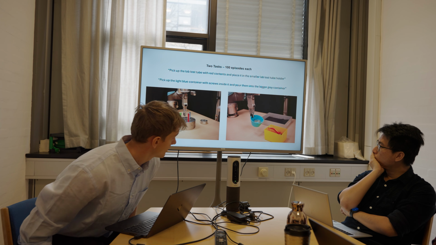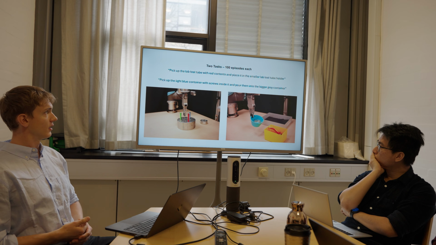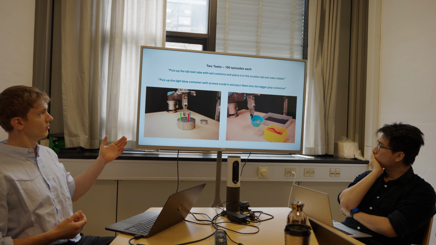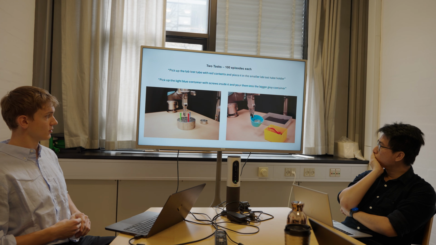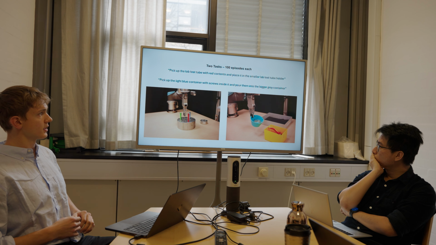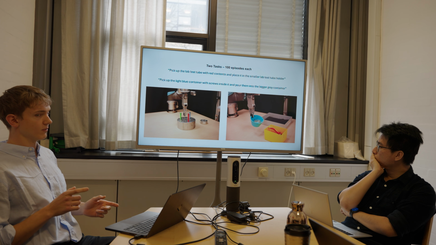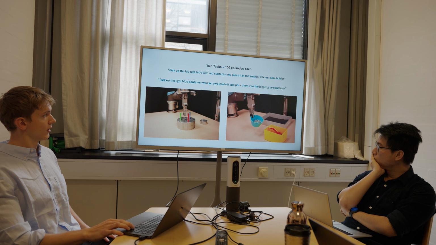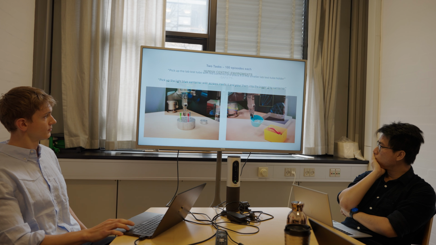Then our task was to evaluate this model. So we set two tasks. One is to pick up the lab test tube with the red contents and place it in the smaller lab tested folder to the left. And to the right, we have pick up the light blue container with screws inside it and put them into the bigger gray container. As you see, the prompts are very specific, and this is in line with state-of-the-art guidance on how to run these models.